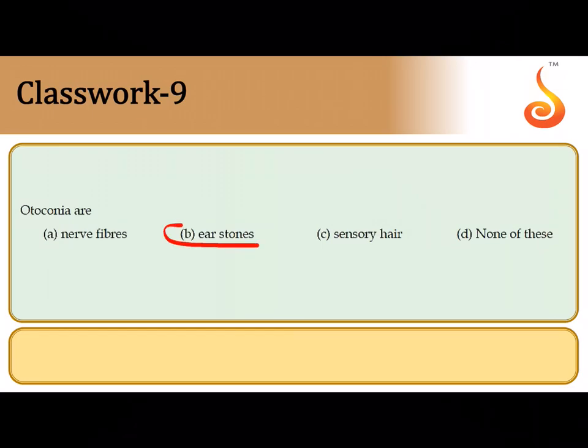Otoconia are ear stones. It is found in the sacculus and utriculus. In the sacculus and utriculus, if you remember, there are sensory spots which are referred to as macula. On the macula, you have the otolith membrane, which is a gelatinous membrane. On them, you will find calcium carbonate encrustations, which are referred to as the ear stones, which are called otoconia.